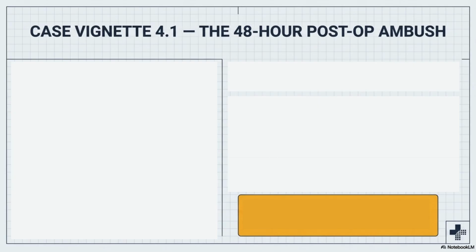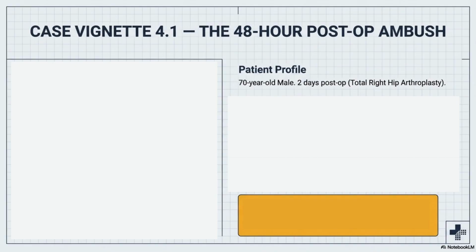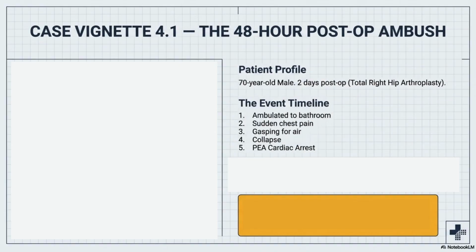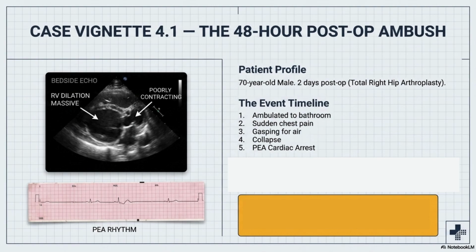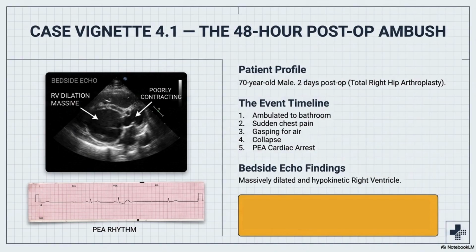Let's put this into context with case vignette 4.1. The 48-hour post-op ambush. Our patient profile is a 70-year-old male who is 2 days post-op from a total right hip arthroplasty. Looking at the event timeline, Step 1. He ambulated to the bathroom. Step 2. He experienced sudden chest pain. Step 3. Gasping for air. Step 4. Collapse. And Step 5. A PEA cardiac arrest. As you can see on the bedside echo, there is massive RV dilation and it is poorly contracting. Our bedside echo findings confirm a massively dilated and hypokinetic right ventricle.